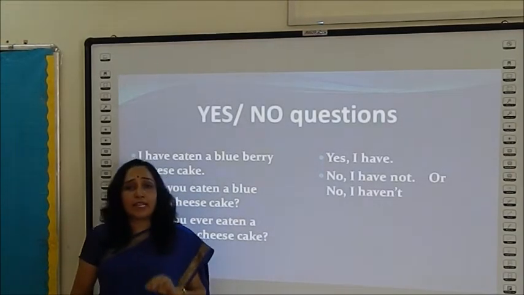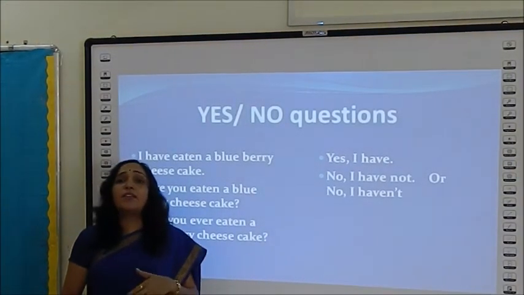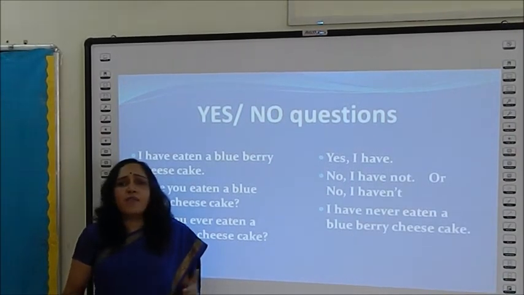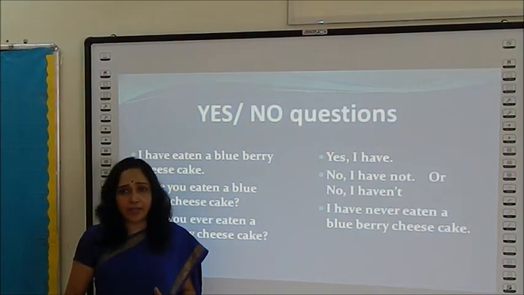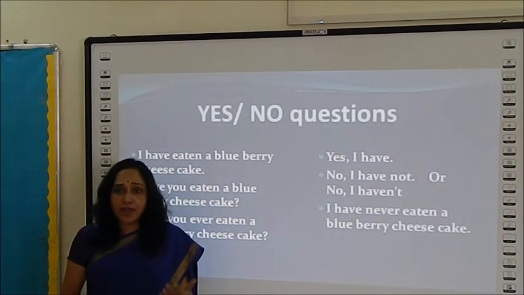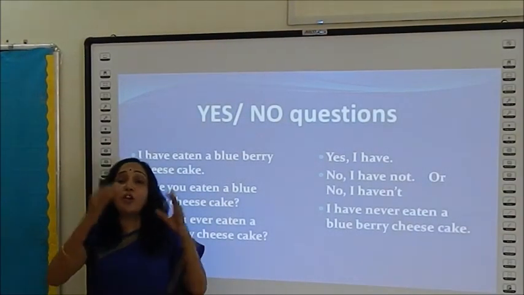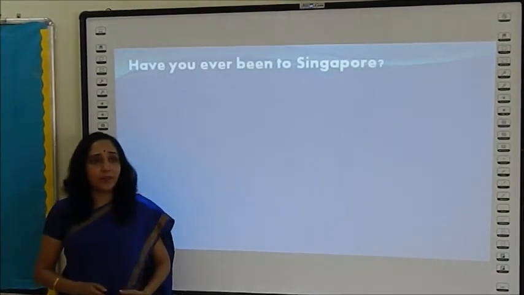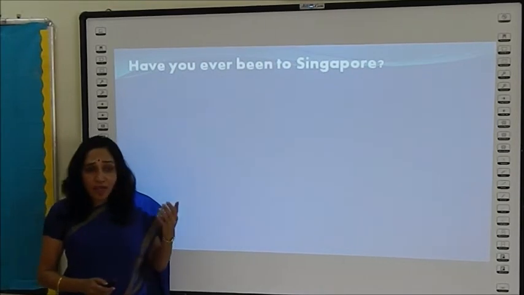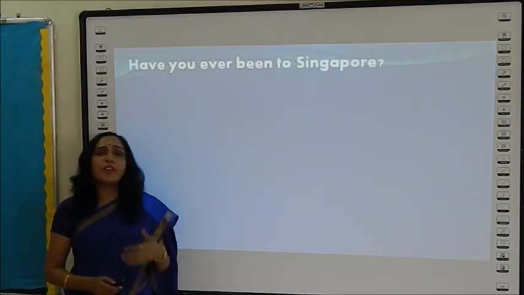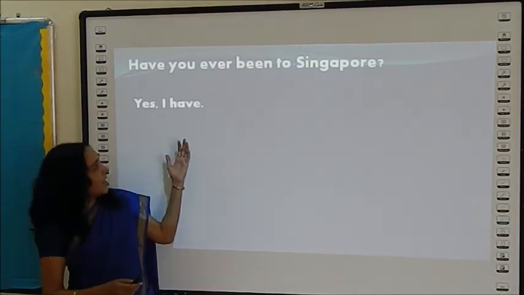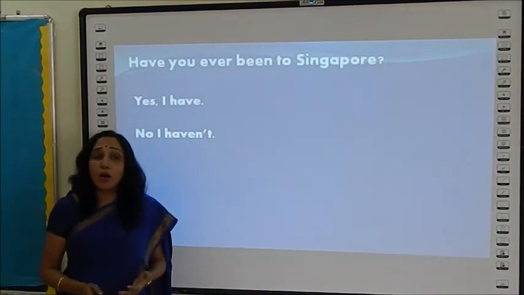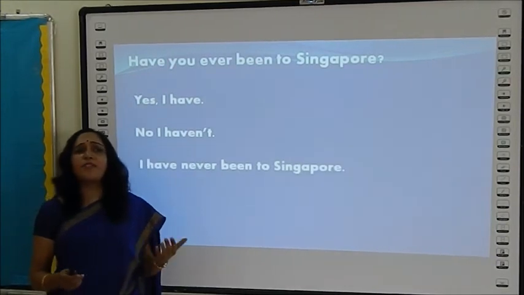If you want to make this a negative, add never to the sentence and it becomes I have never eaten a blueberry cheesecake. When you say never, you mean to say in your whole life you have never done this. One more example. Have you ever been to Singapore? Your answer could be yes, I have, or no, I haven't, or I have never been to Singapore.